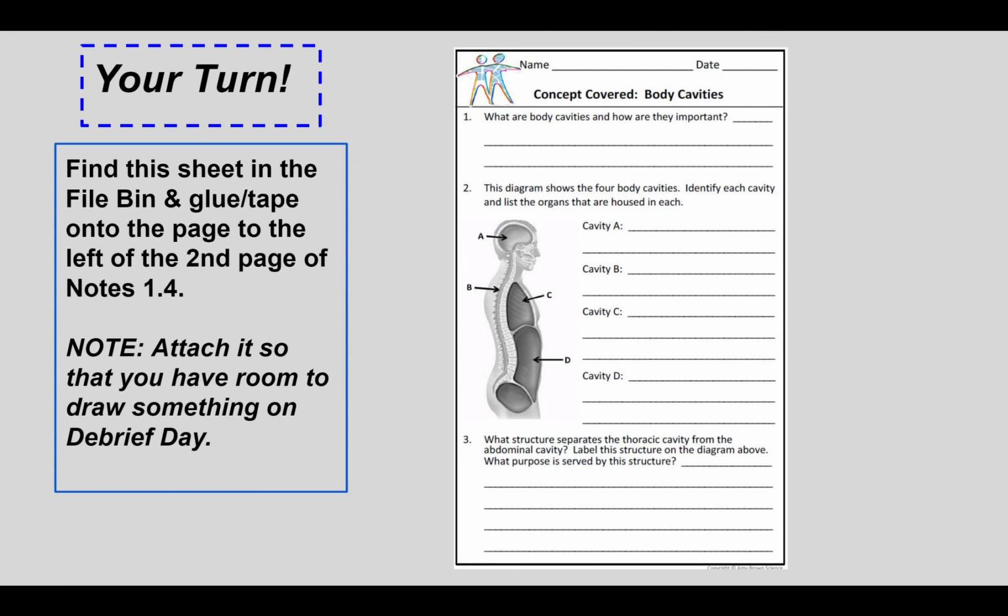On the left side of your second page of Notes 1.4, you're going to get this sheet, and then you're going to fill in the answers here. What are body cavities and how are they important? This is the 4 different cavities. You're going to name the cavity and then list the organs that are in each one. And this is the same picture from your notes in your book. And then what structure separates the thoracic cavity from the abdominal cavity? You're going to label it on this sheet and tell what the purpose of that is. When you put this in your book, just put it on one half of your sheet. You're going to do something else with the other half on debrief day.